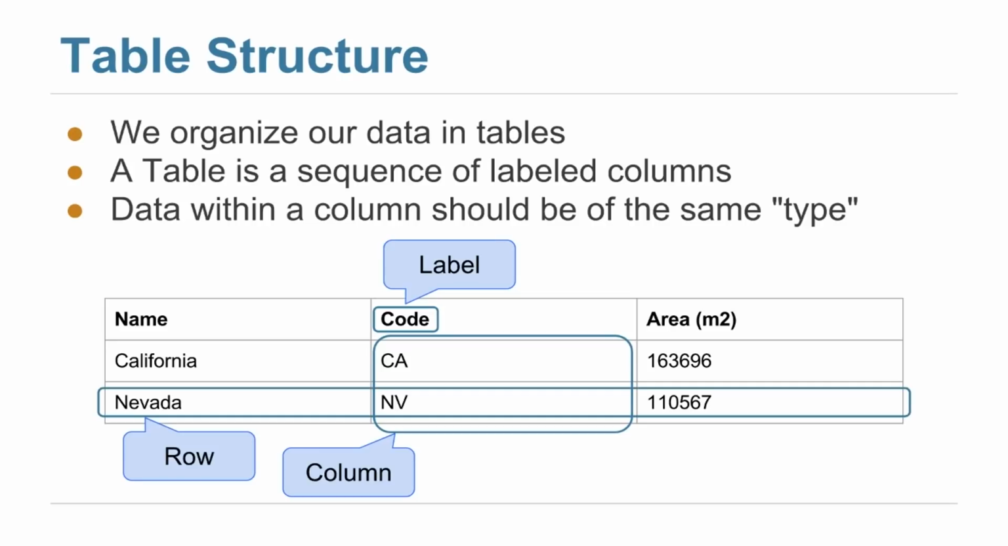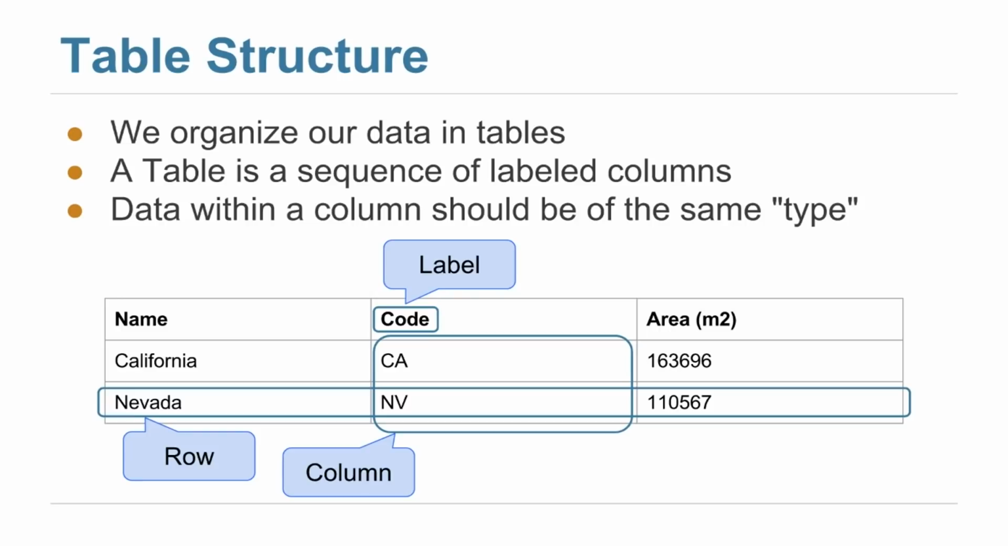Each row represents a thing. In this case, we've got data about some states, so each row represents a state. In other cases, each row might represent a person, or a car, or an object, or a thing. So each row represents something we care about, and each column corresponds to an attribute of that thing. So here, a state has a name, it has an abbreviation, and it has an area.